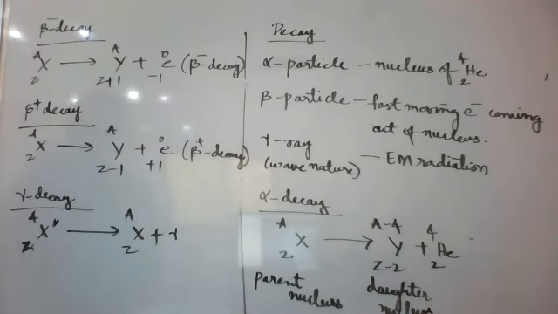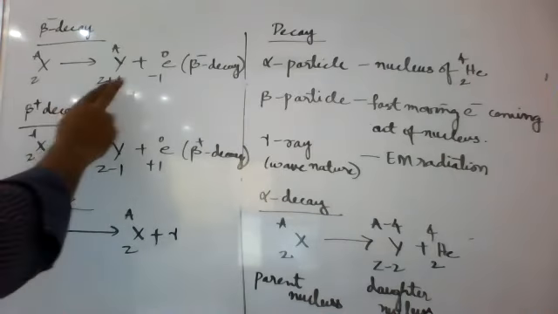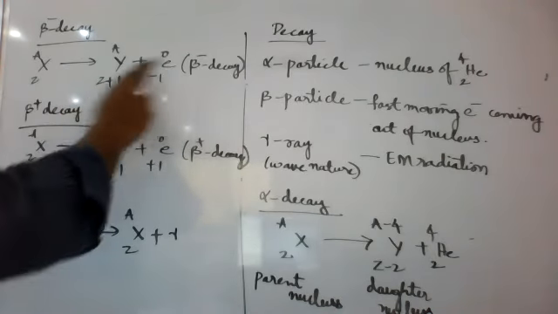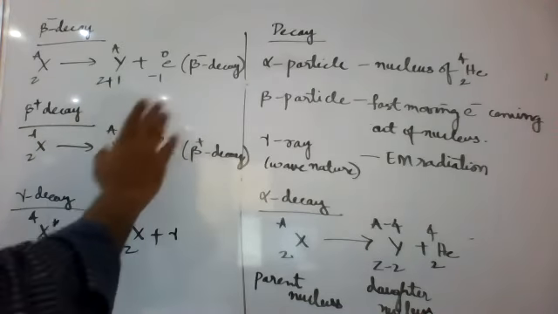Next one is beta minus decay. In beta minus decay, X Z A is the parent nucleus. When it emits a beta ray, the atomic number increases by 1, which means it will shift one element towards the right.